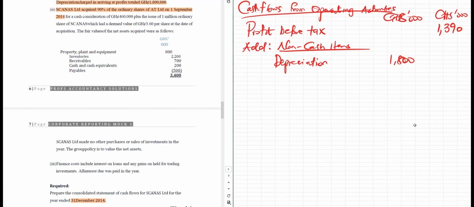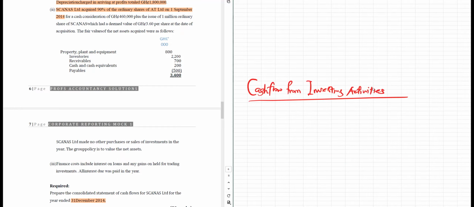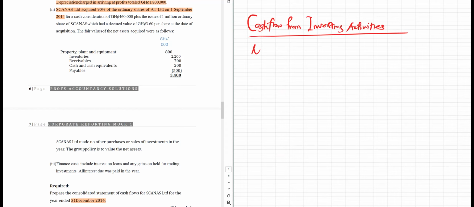I hope it made sense. Yes, it does. In that case, in cash flow from investing activity, we are going to say net investment in subsidiary. Then this will be 460 minus what? The 200 cash that the subsidiary brought, right? And that gives us what?